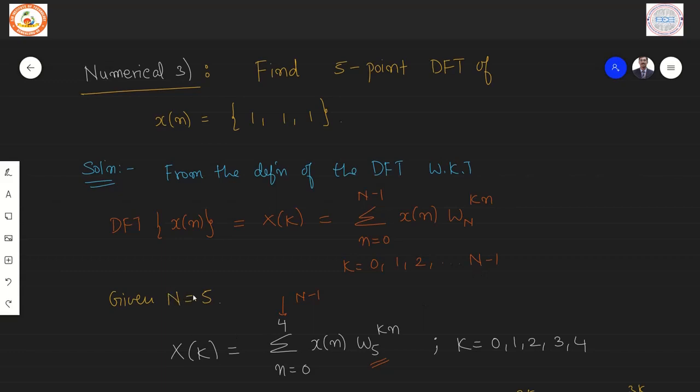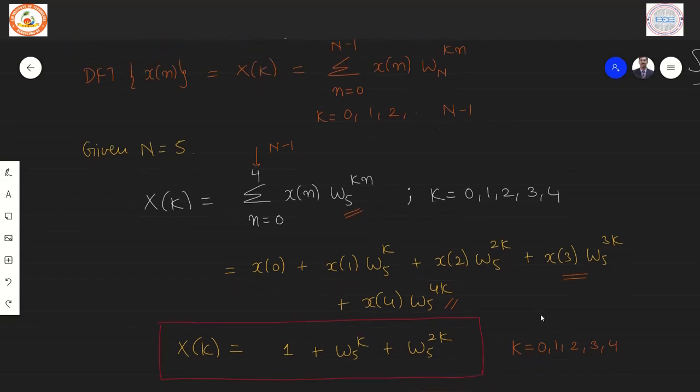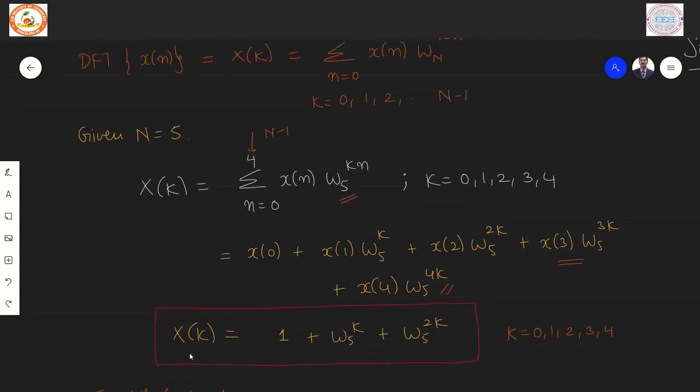Now in the problem, the N value is provided, it is equal to 5. Substituting the value of N in the above equation, we get X of k is equal to the summation n between 0 to 4, x of n into W5 to the power of kn, and it has to be solved for k value ranging from 0 to N minus 1, which is equal to 4. Expanding the summation gives you the sequence which has twiddle factors with powers in terms of k. Substituting the values of the input x of 0, x of 1, x of 2, which are given as 1, 1, 1, and the remaining terms are 0, the last two terms vanish, and this is what you are left with after substituting the inputs. And this equation has to be solved for k value between 0 to 4.